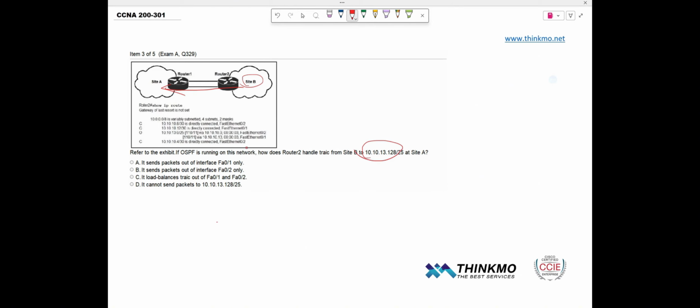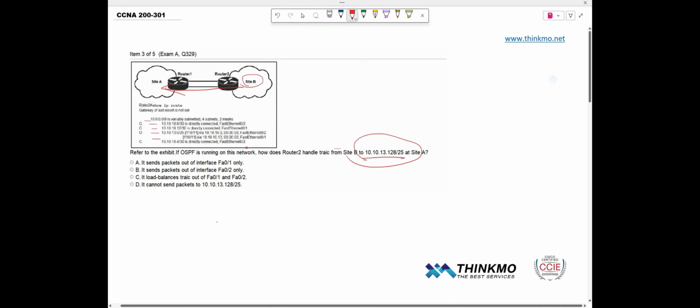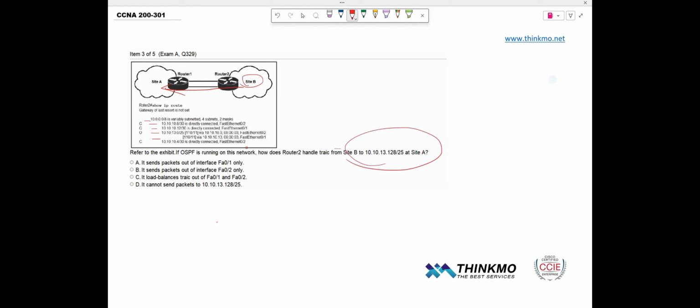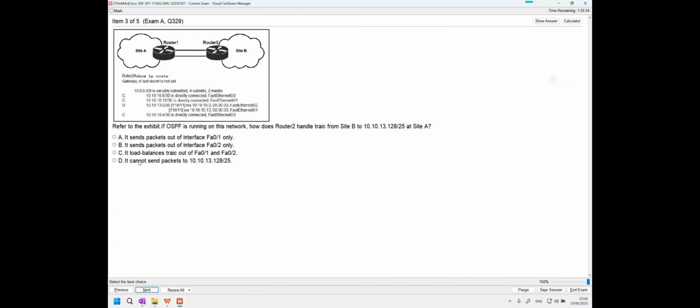So we check the routing table, right? For the destination 10.1.13.128, none of the routes in the routing table match, right? There's no match. So it's not possible to reach this address. It can't get to the address of site A. So the correct answer is option D, which means it can't be sent, right? This data packet cannot be sent. Choose D.